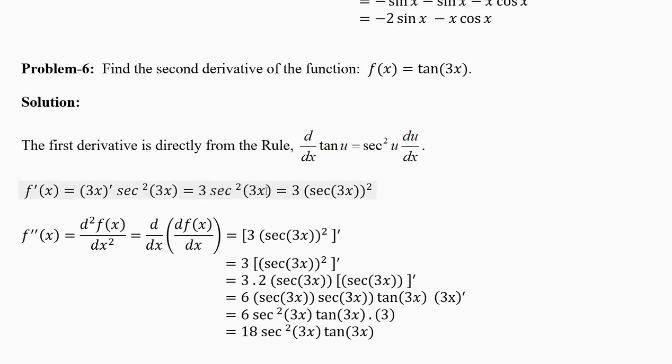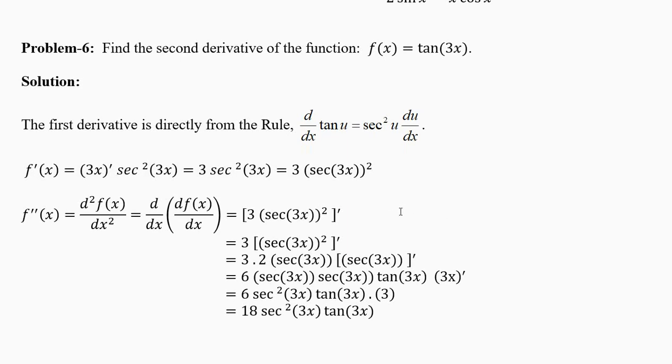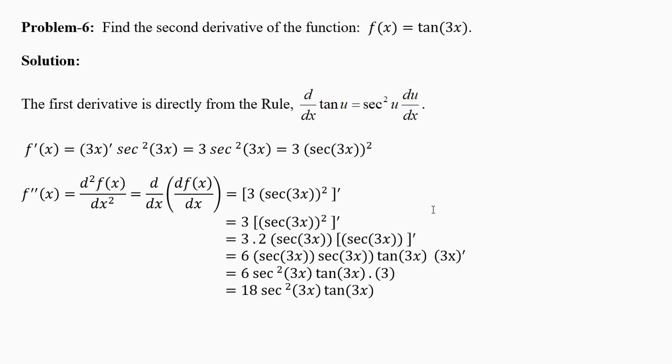3 secant square 3x. Secant square means secant into secant. Now the second derivative: we have 3 (secant 3x) whole square, and you have to find the derivative. This is like u power n, so this 3 will anyway come out. For u power n, the derivative is n u power n minus 1 du dx. So the power is 2: 2 into secant 3x to the power 2 minus 1. We don't write 2 minus 1 here, everybody knows it is 1, into the derivative of secant 3x.